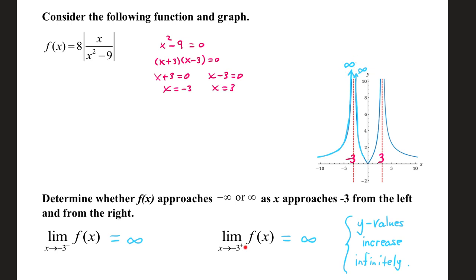The limit as we approach negative 3 from the right side, that would be this part of the graph. The closer we get to the vertical asymptote, the larger our function values get. That one's also infinity. Both sides of the vertical asymptote have graphs that get larger and larger. Y values increase infinitely.